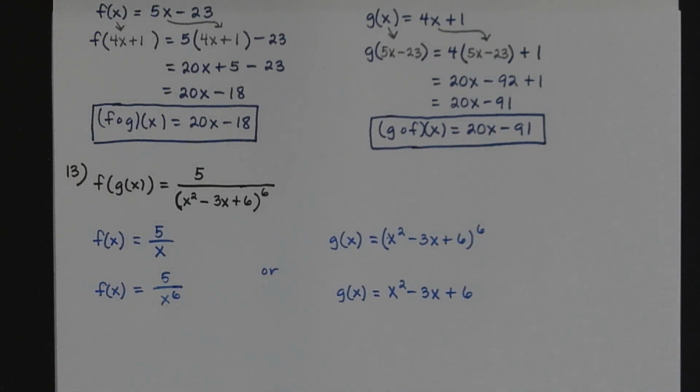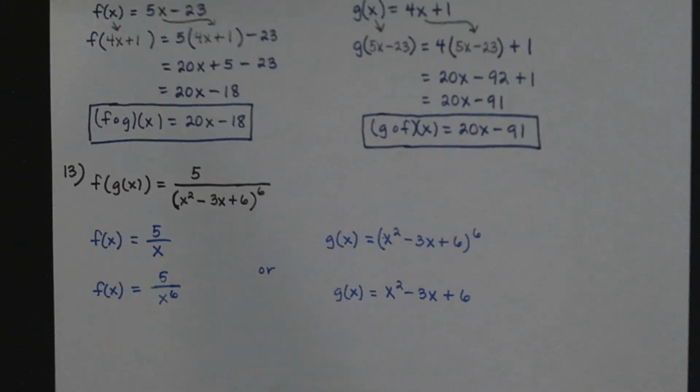And if you had something like f of g of x equal to the square root of something, then what's underneath the radical will be your g of x, and then f of x will start off as the square root of x. You might see something like that on your second exam. All right, questions on number 13.